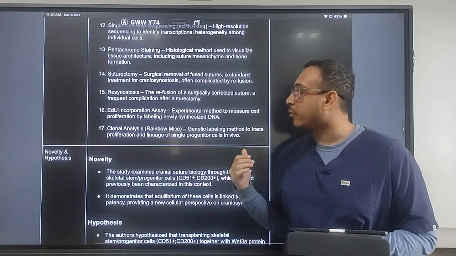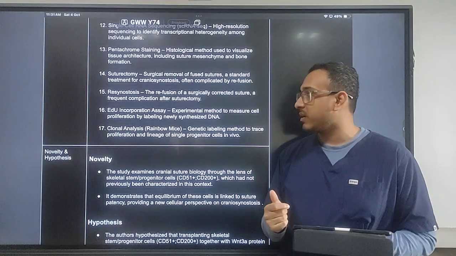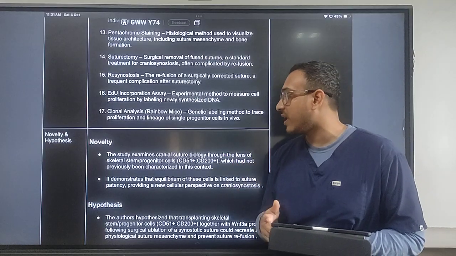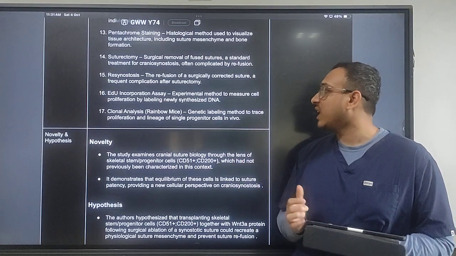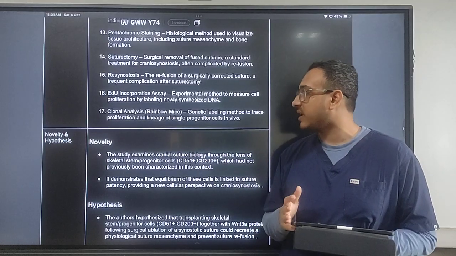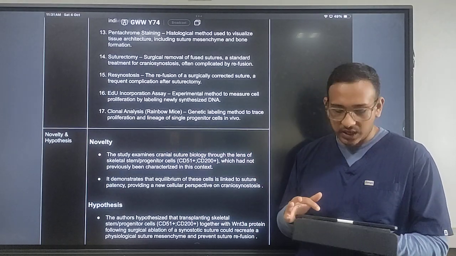The EdU incorporation assay is an experimental method to measure cell proliferation by labeling newly synthesized DNA, and clonal analysis is a genetic labeling method to trace proliferation and lineage of single progenitor cells in vivo.